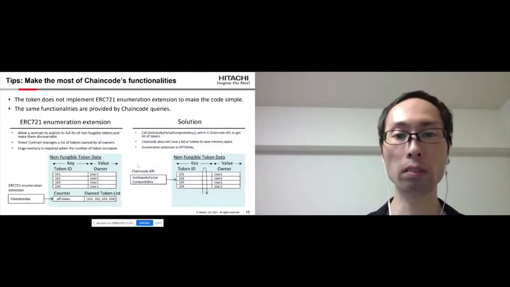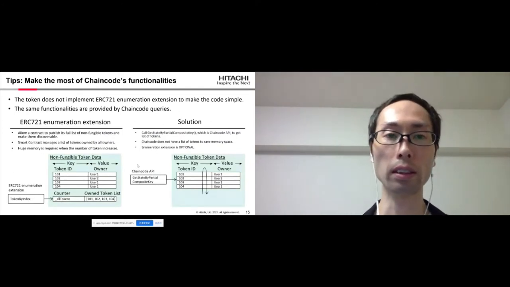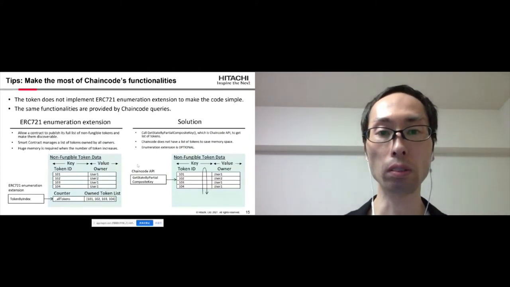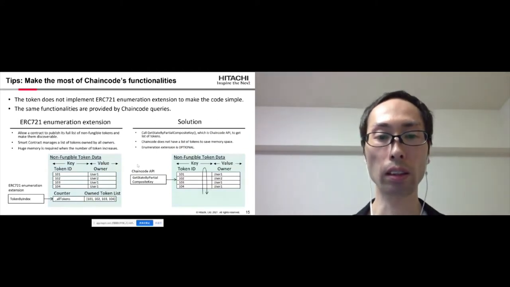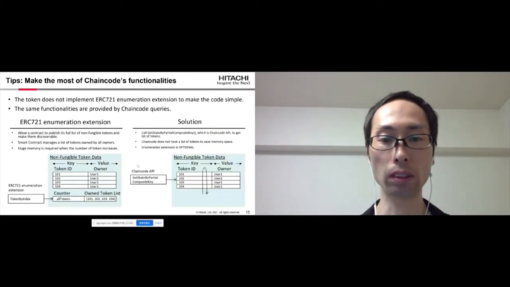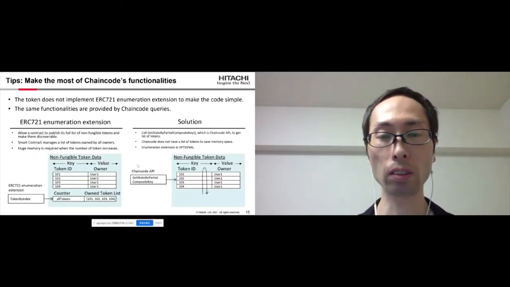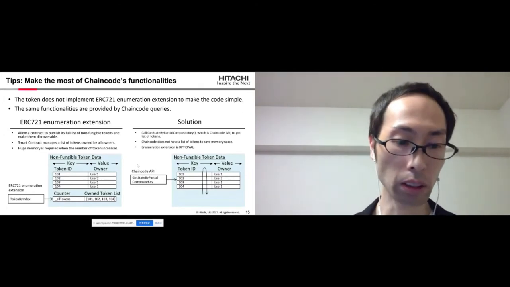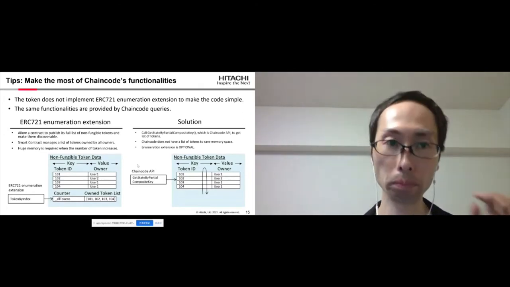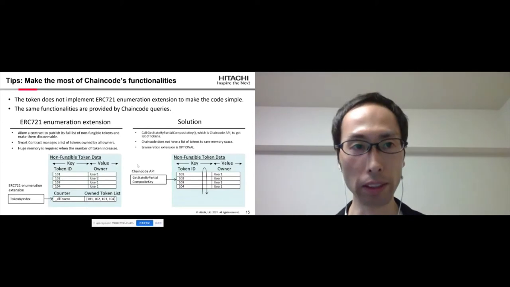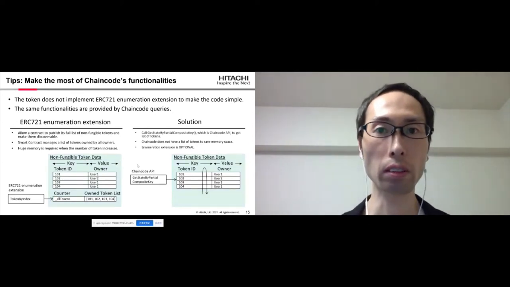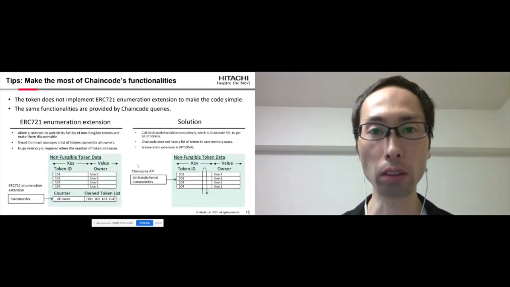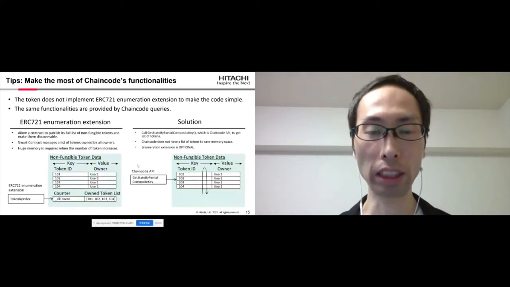When I contributed the code to the Fabric community, I had some discussions with Fabric maintainers, and we made some decisions to improve the quality of the token smart contract. So let me give some tips for Fabric engineers. The first tip is to make the most of Chaincode functionalities as far as we satisfy the original goal of the ERC721 specification.